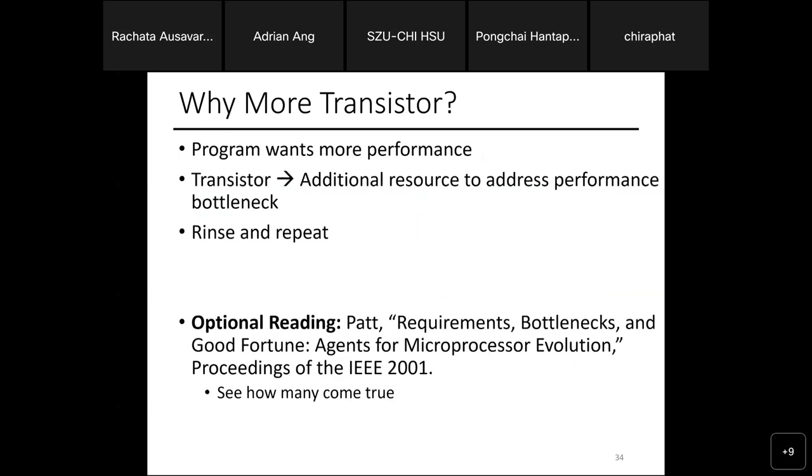I have a really good optional reading by Yale Patt, the same guy behind look forward, look backward, look up, look down. He has another paper that talks about the possible bottlenecks and good research opportunities back in 2000. Since we are in 2023, it's good to reflect and read into this topic and see how many things actually turned out true. This is a little bit too advanced for your level, but if you want to check it out, let me know. I would be more than happy to discuss the paper with you.